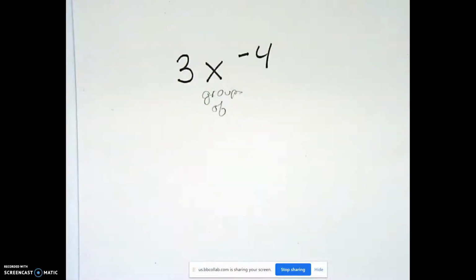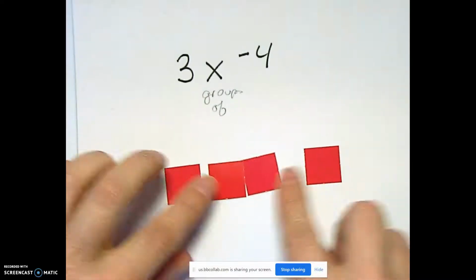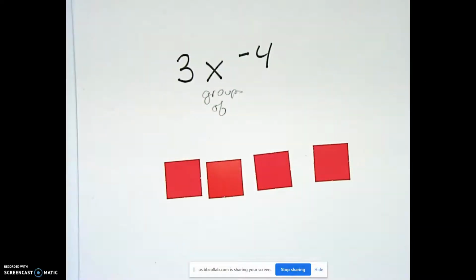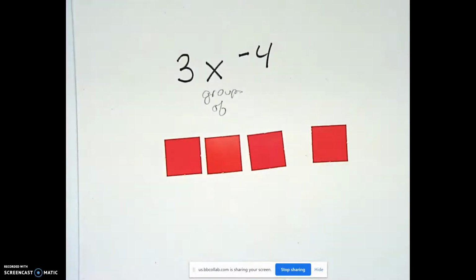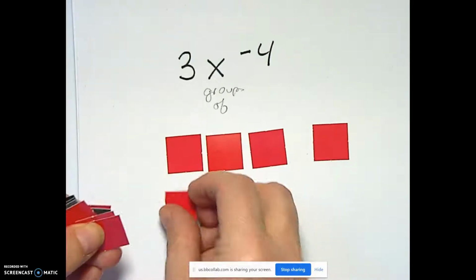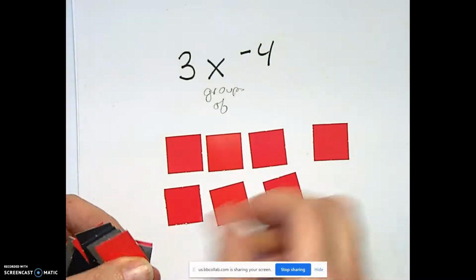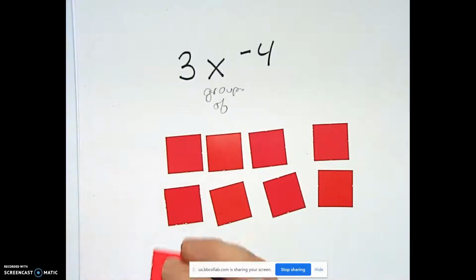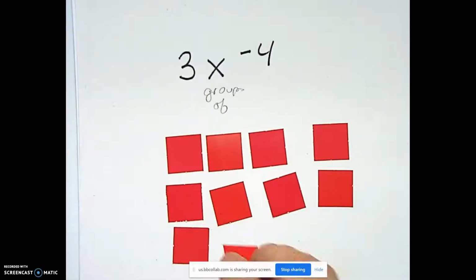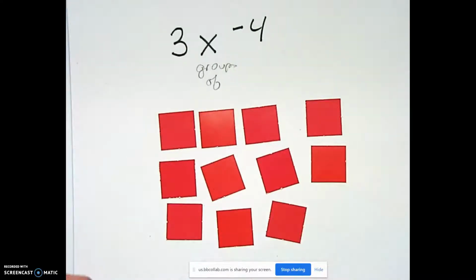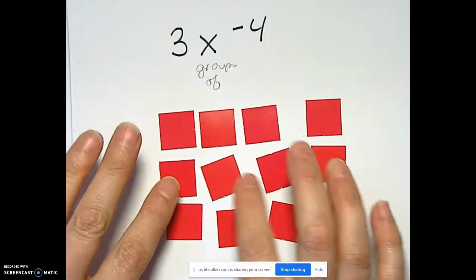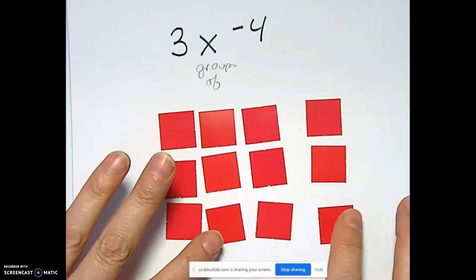So we're having groups of -4. So we're having 3 groups of this, right? So we have 1 group of -4. Let's do 2 groups of -4. Okay, and then 3. Am I still on the screen? Yes. 3 groups of -4. That wasn't all that horrible.